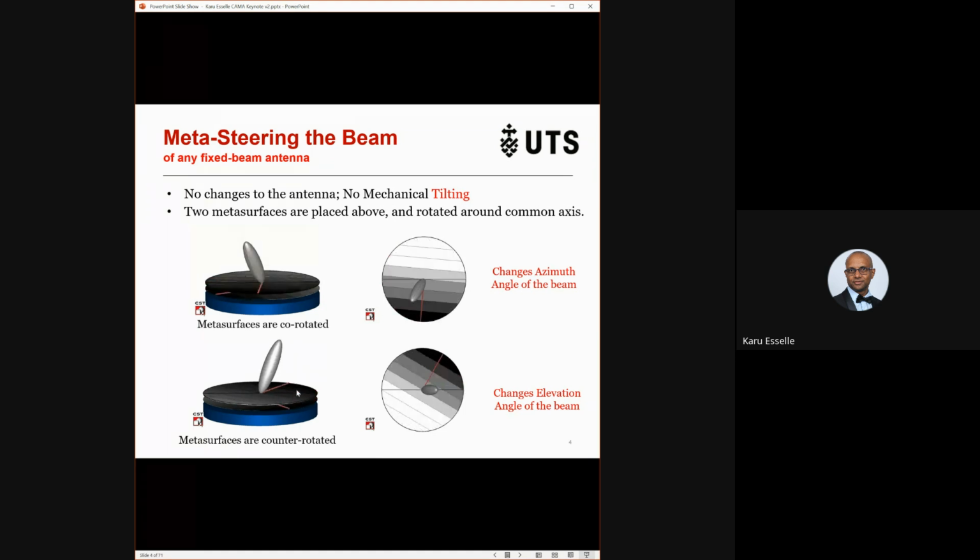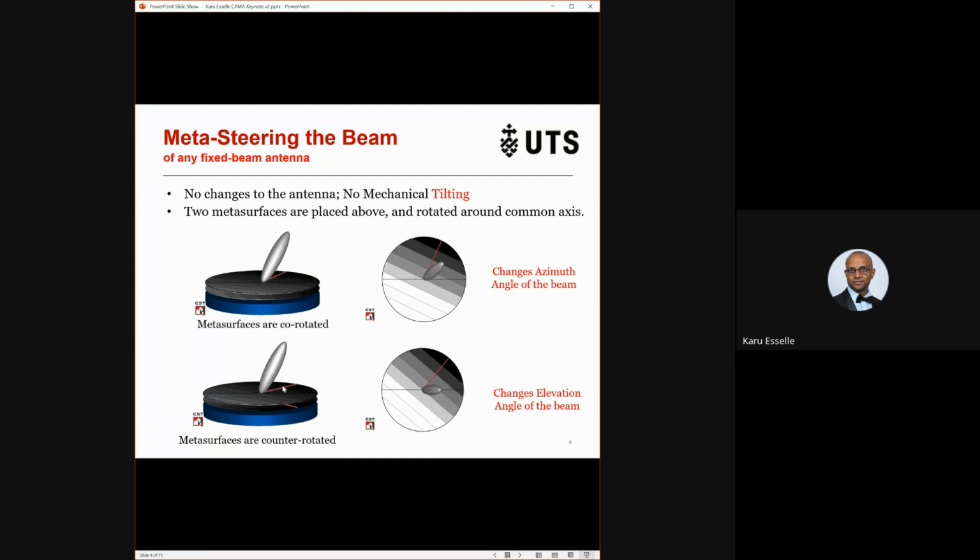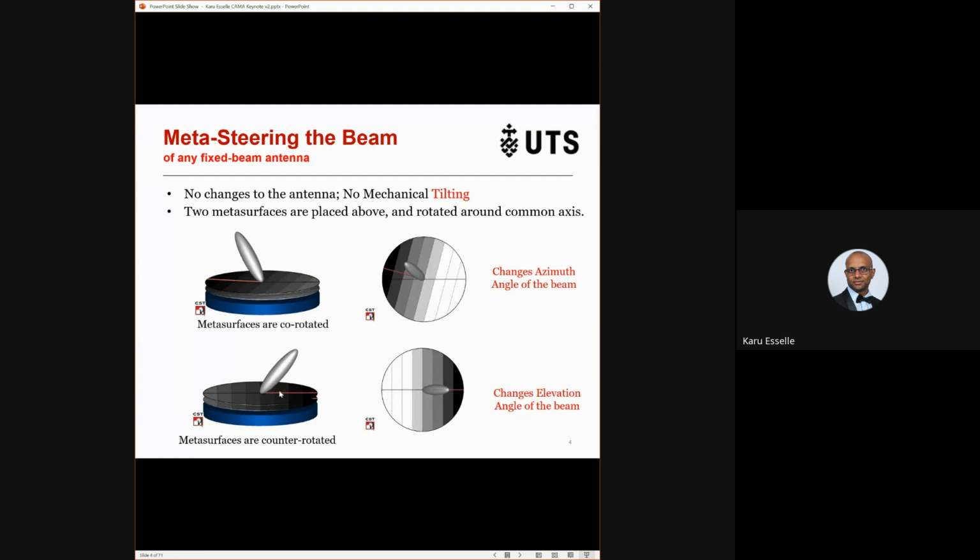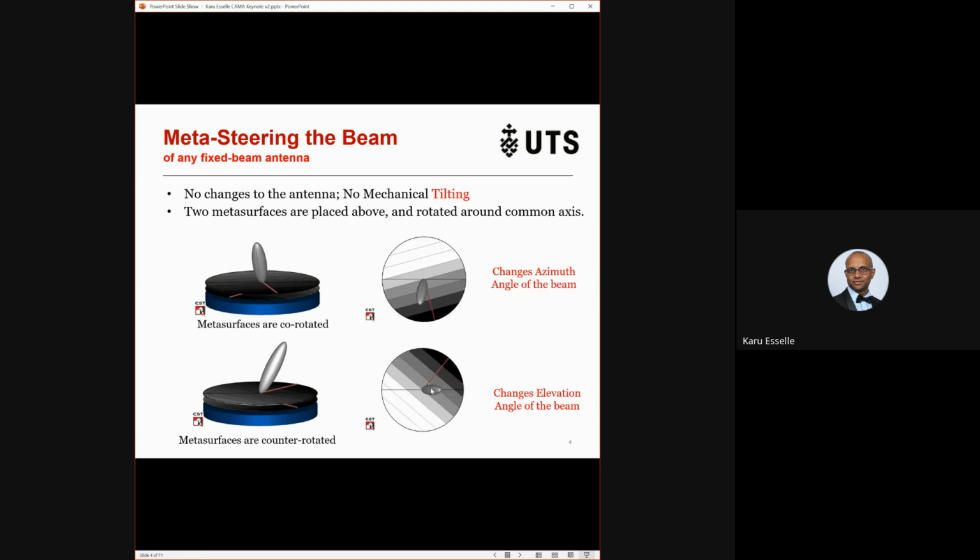The second type of rotation is called counter-rotation. You can see the two metasurfaces are rotated in opposite directions. The lower one this way, the upper one going clockwise. When you do that, the azimuth angle of the beam is fixed. The elevation angle of the beam changes. But in practice, you need to change both. From one direction to another, you want to change both angles, and that you can do by a linear superposition of these two motions.